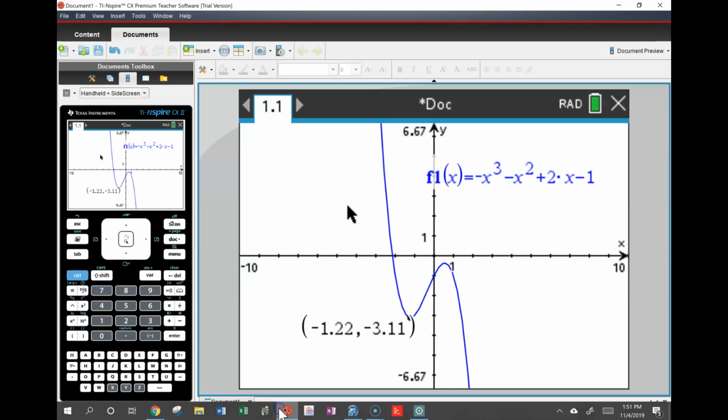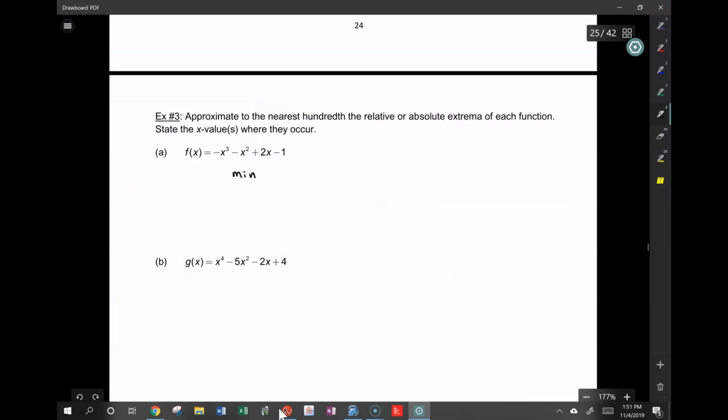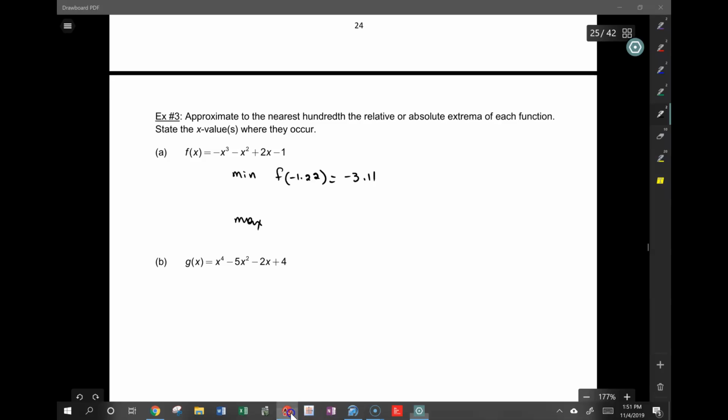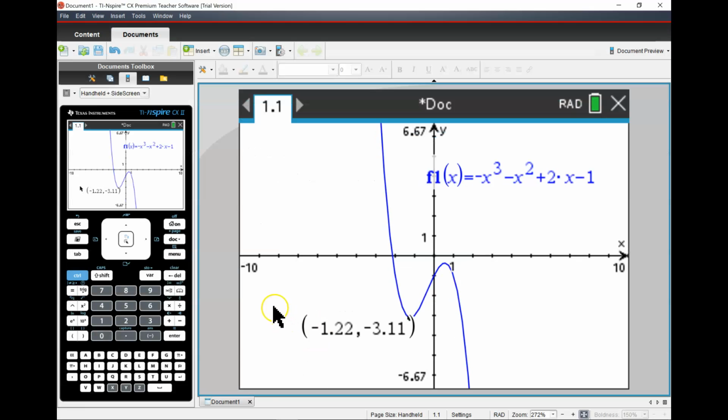So this is a minimum, right? Not an absolute minimum. And it's f of negative 1.22 equals negative 3.11. Then it's up to you. You're free. You have complete and utter freedom if it's not specified.